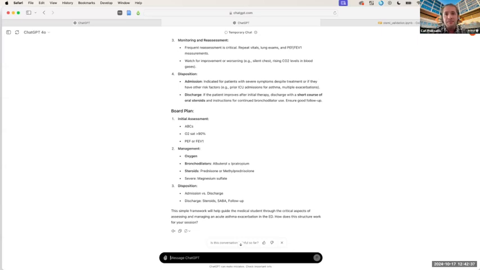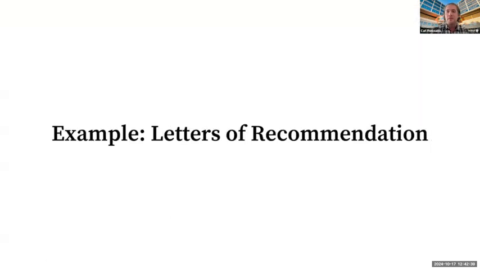The next example I was going to give is moving a little bit more away from augmentation and more to some automation things. Something that I've done some research in and have done some work with is using generative AI for letters of recommendation.